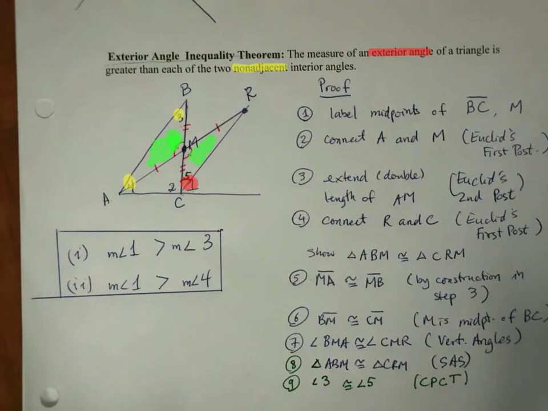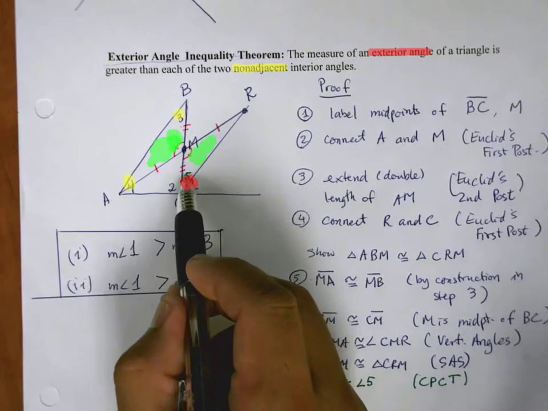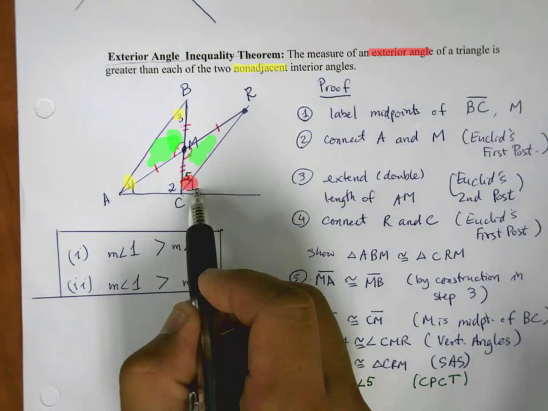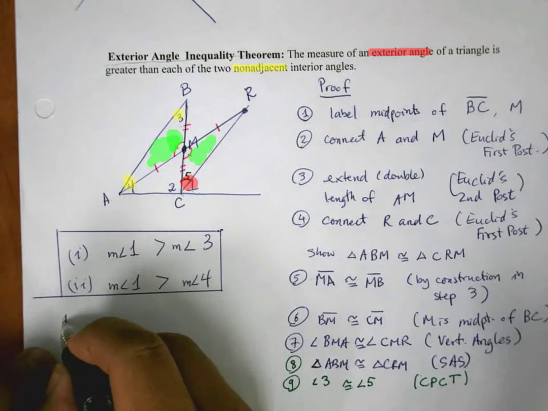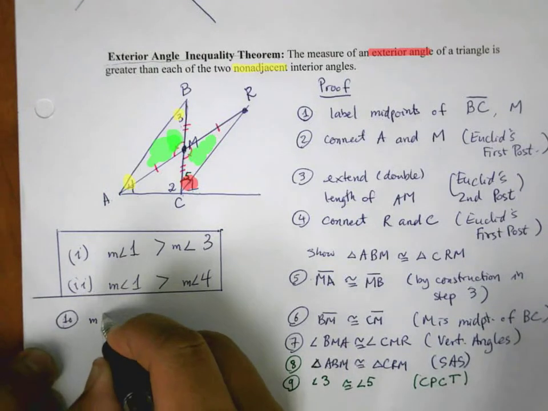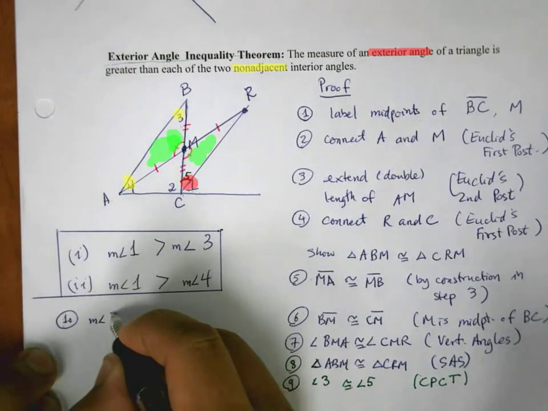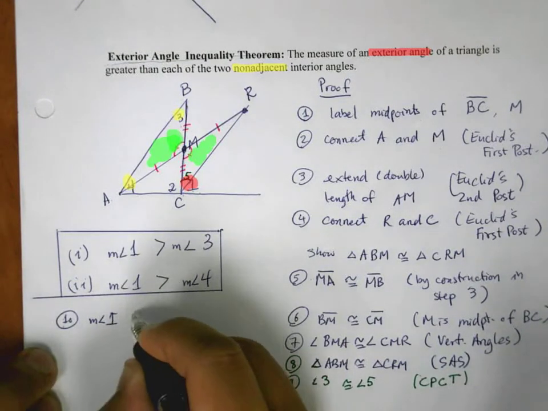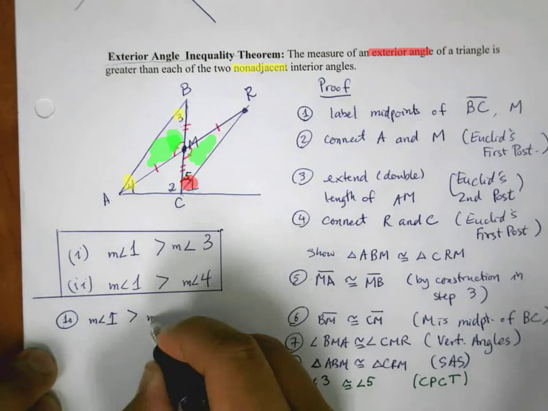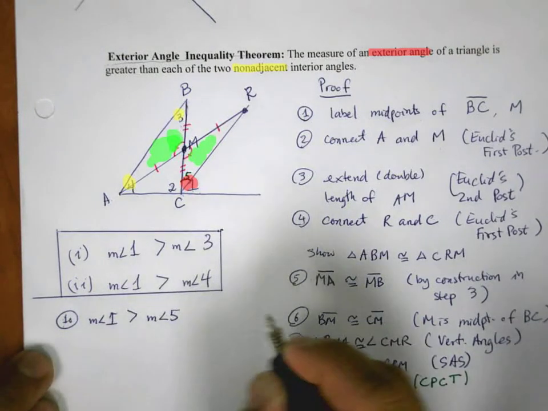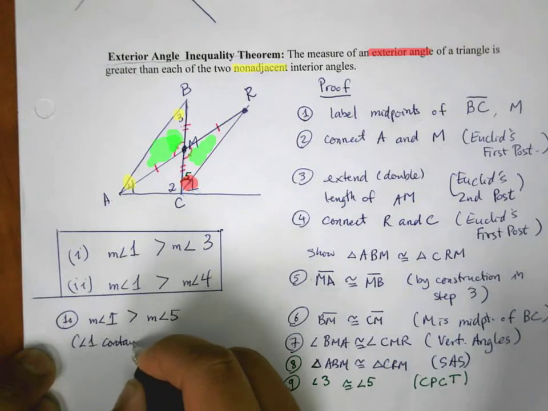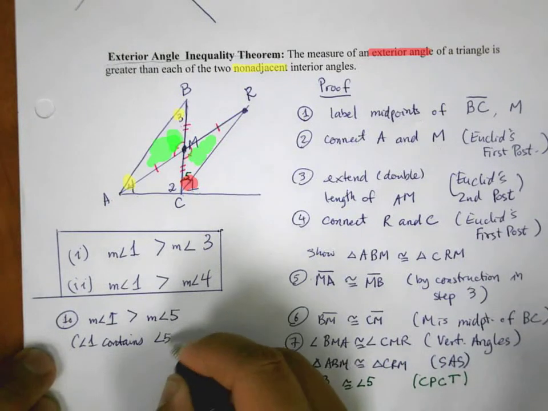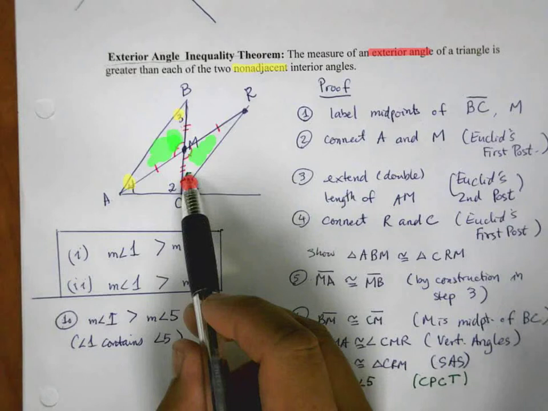Well, angle 5, you see in this picture, it's inside of angle 1. So angle 5 must be smaller than angle 1. So in step 10, I can say that the measure of angle 1 is greater than the measure of angle 5, okay, because angle 1 contains angle 5. 5 is inside of 1, so 1 must be bigger.